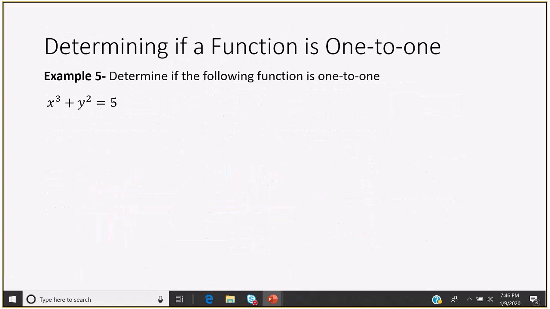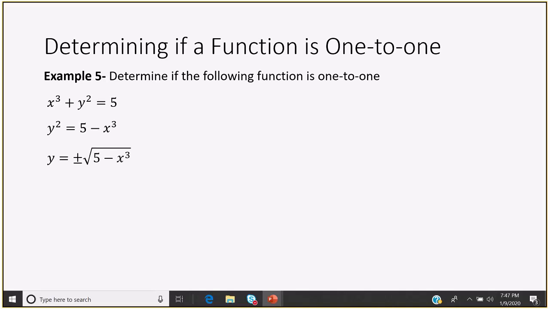Now, moving on to, maybe we don't have a table, maybe we don't have graphs, maybe we just have a straight up equation like this. So I have my equation, x cubed plus y squared is equal to 5, and I want to determine if the following function is 1-to-1. So what I'm going to do is I'm going to get y by itself, and then I'm going to square root both sides.